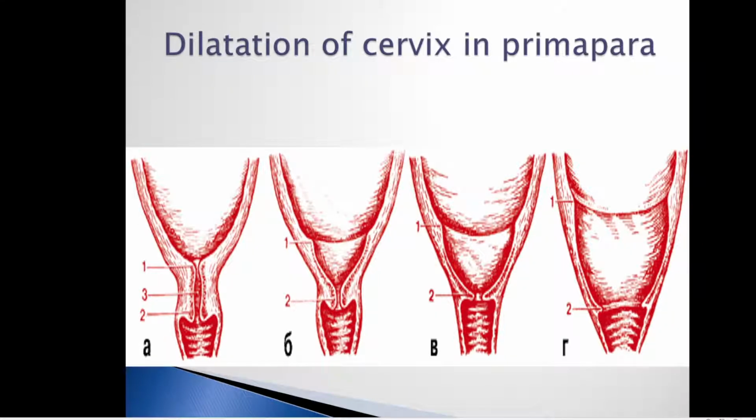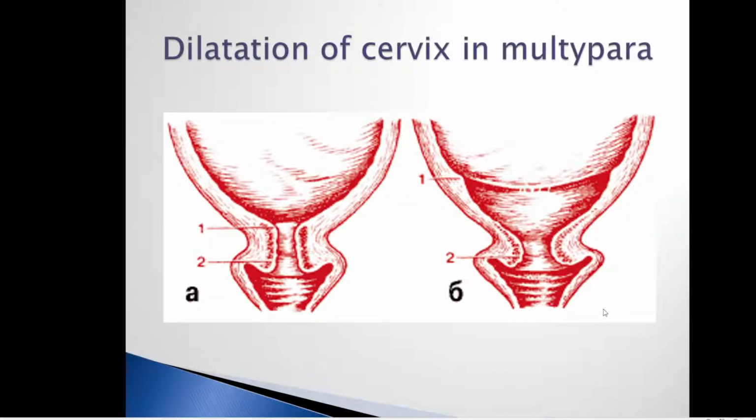How does dilatation of cervix happen in primipara? If it's primipara, first of all dilation of internal os happens. Only after that dilatation of external os starts. If it's secondipara or multipara, both oses open together. In the same time dilation of internal and external oses happens. And of course dilation of cervix happens faster.